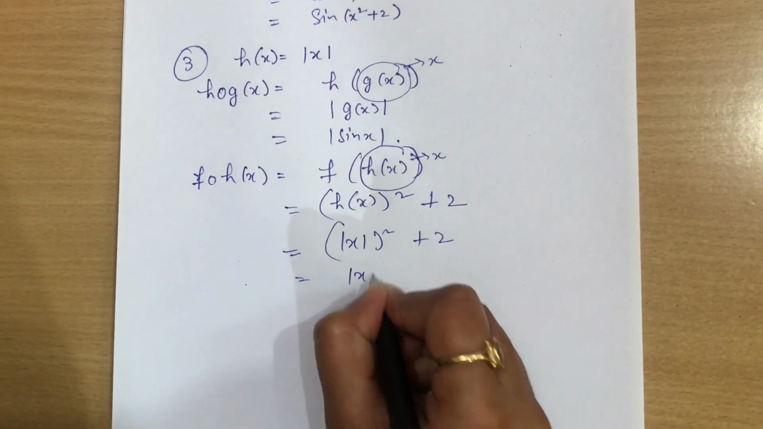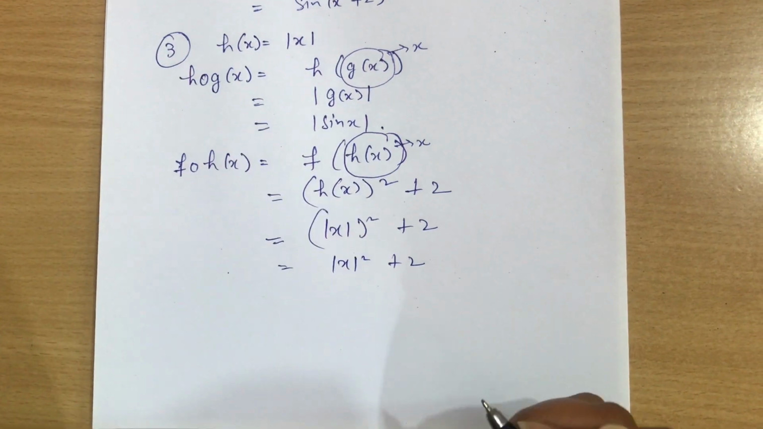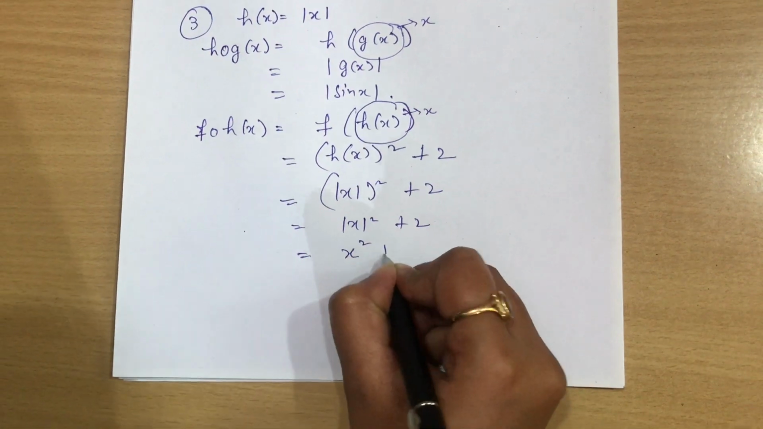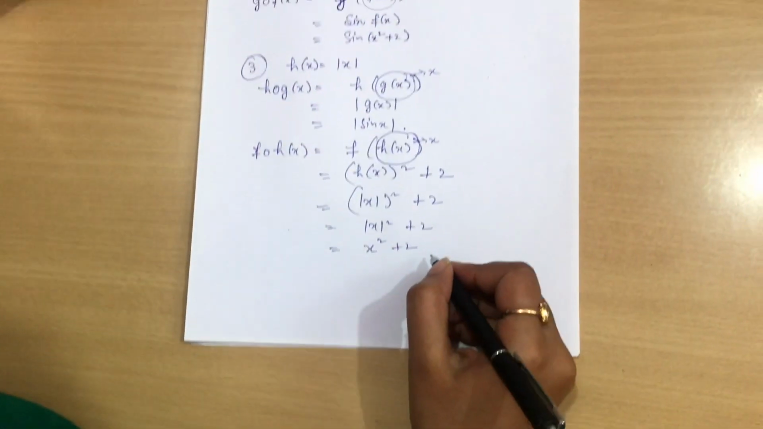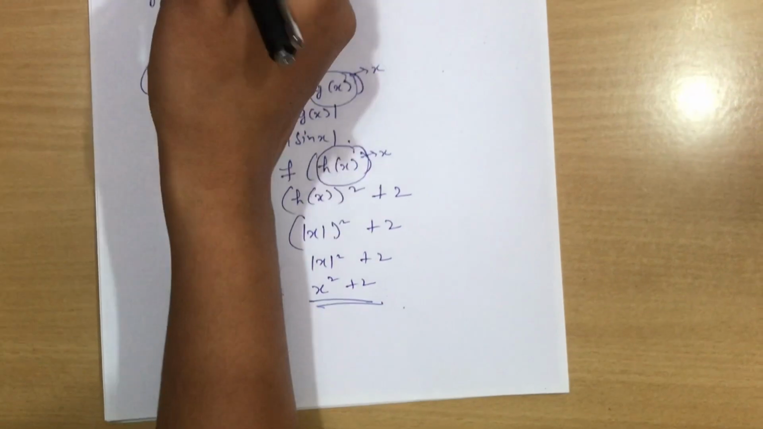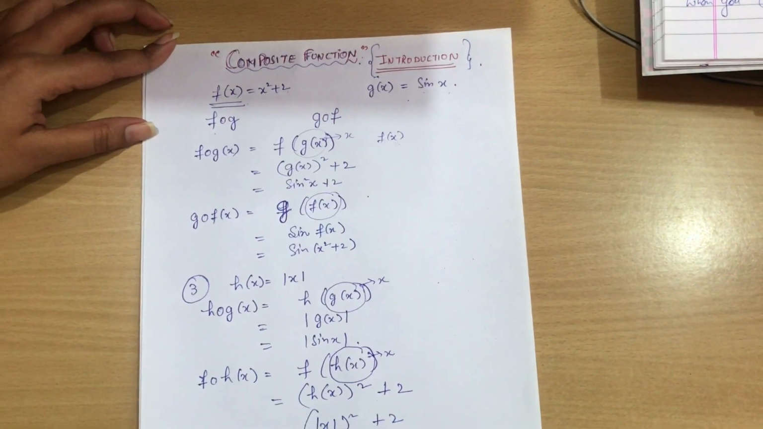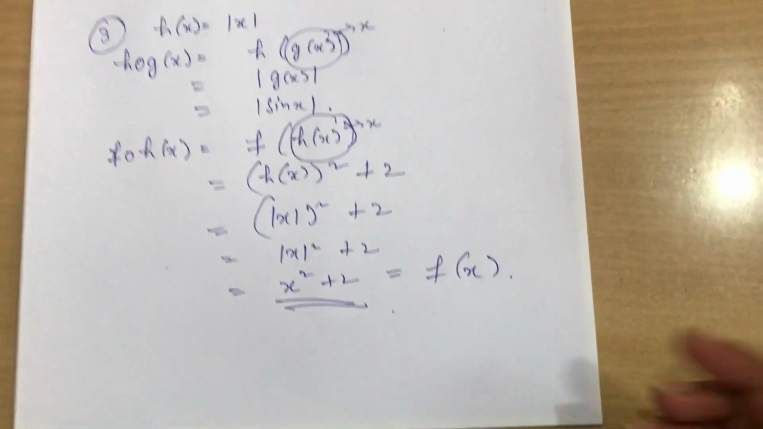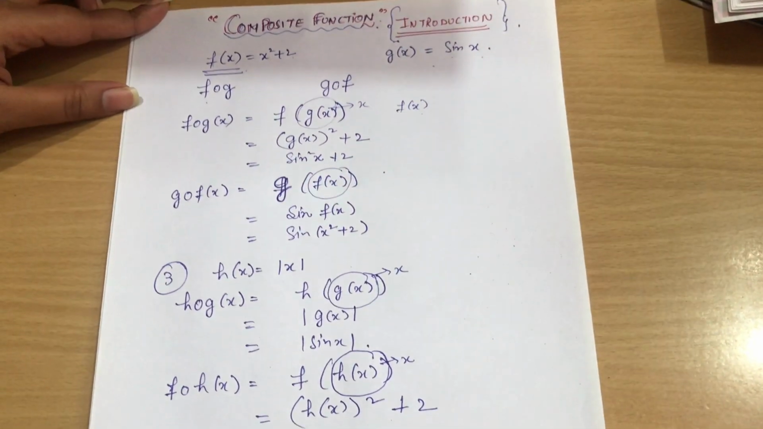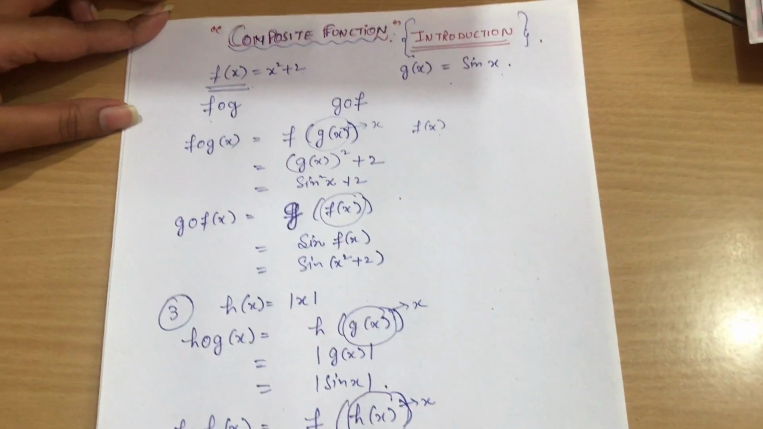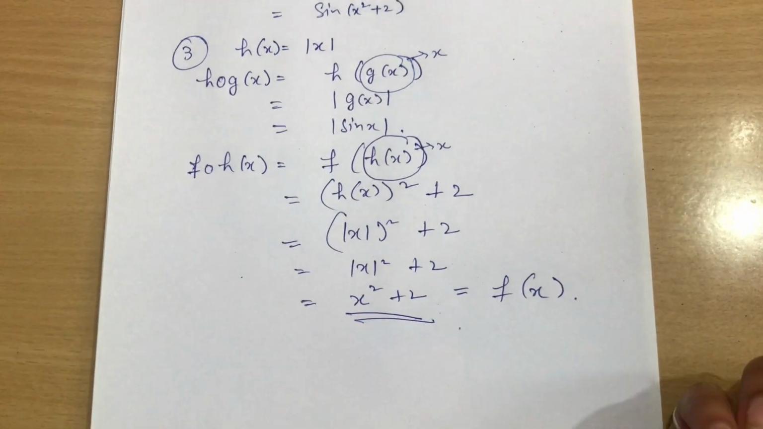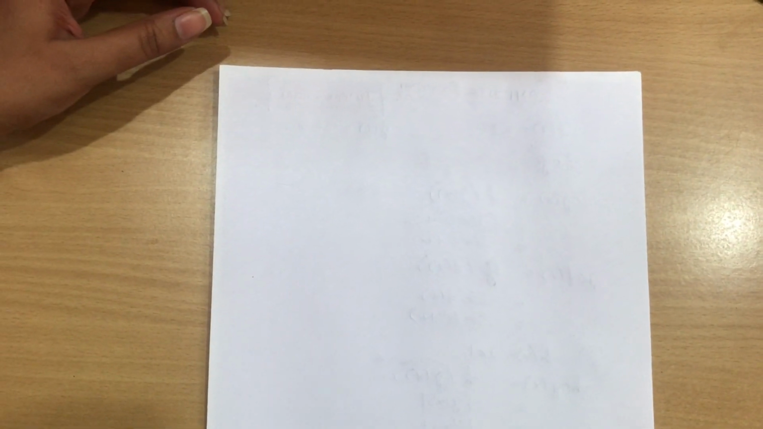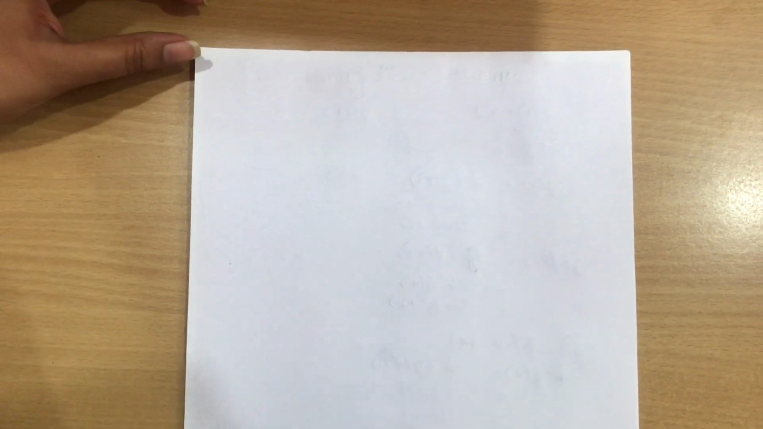So this is equal to h of x whole square, students. Mod of 3 equals 3, so mod of x gives you x. So you can write here x square plus 2, which is your f of x. So this is also your f of x. So you can say that when you composite two functions, you will get a function. Now let's talk about the domain and codomain when we compose two functions.